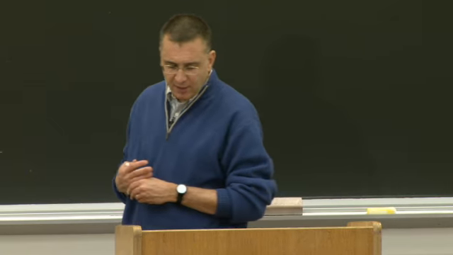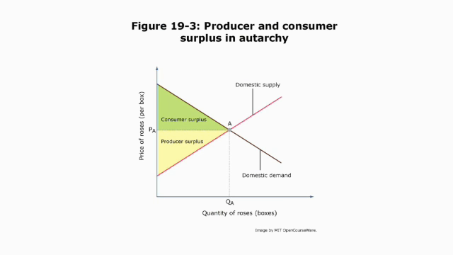Start with figure 19.3. Let's talk about the market for roses. Imagine we originally have autarky, sometimes spelled with a K, sometimes with a CH. I don't know what the right way to spell it is. But anyway, you have autarky. Imagine the old days where the US produced all our roses and we're in some equilibrium with some consumer surplus and producer surplus. So we produced Q sub A roses at a price P sub A.